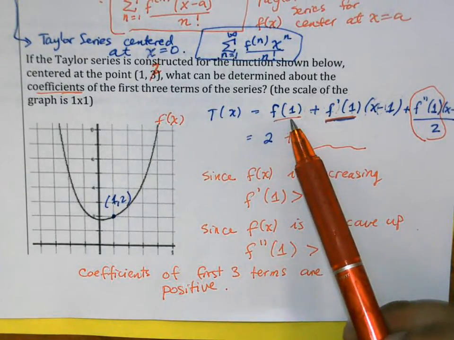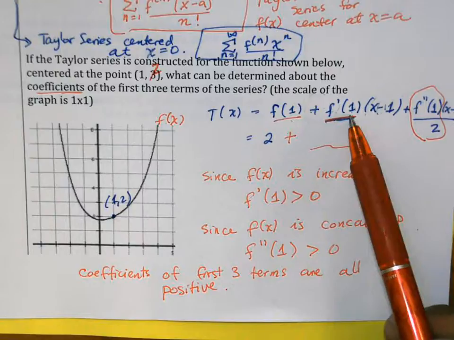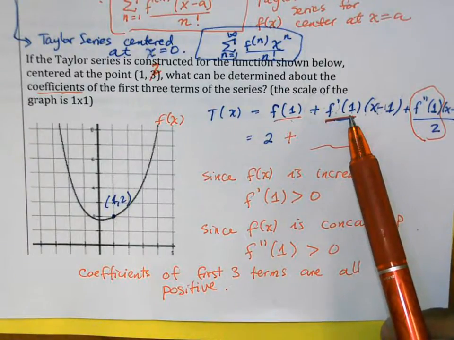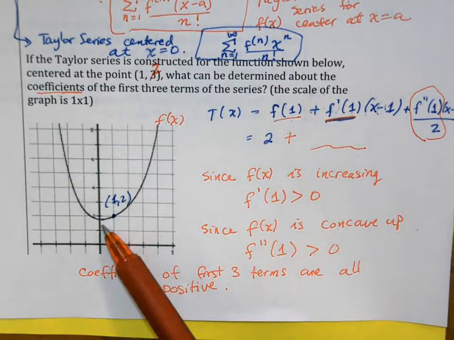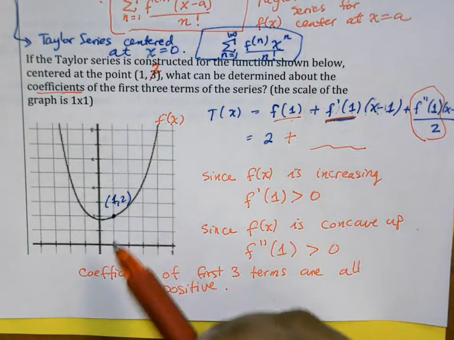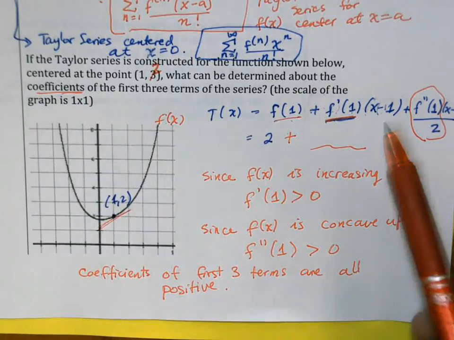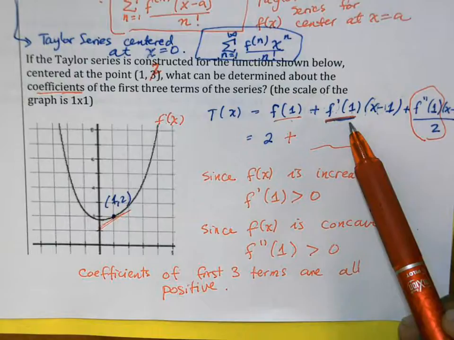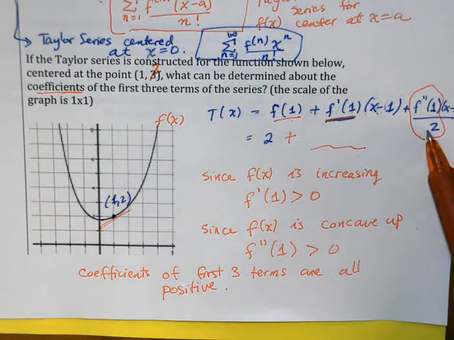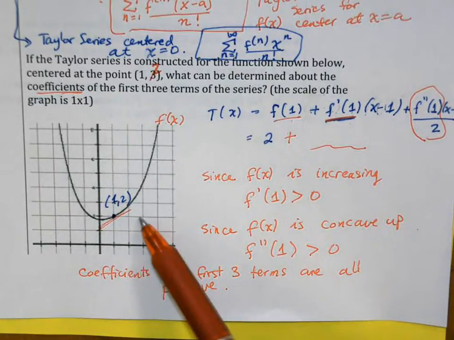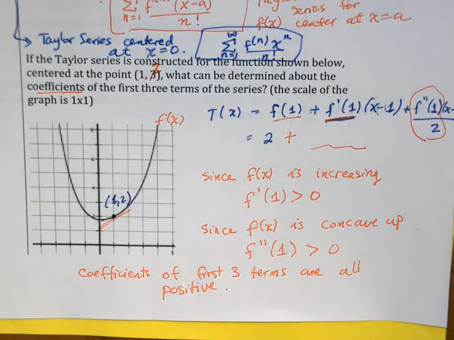The coefficient of the first term we know is just f of 1. The second coefficient is going to be f prime of 1. We don't know what it is, but this function is increasing. We could probably draw a tangent line here and take a guess, but we know that it is definitely positive because it's increasing. And f double prime, well, it's concave up, so that also means that the second derivative is positive at that point.